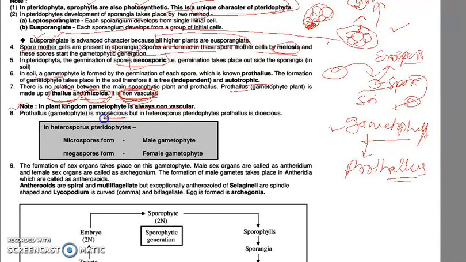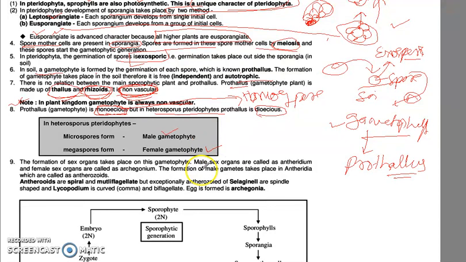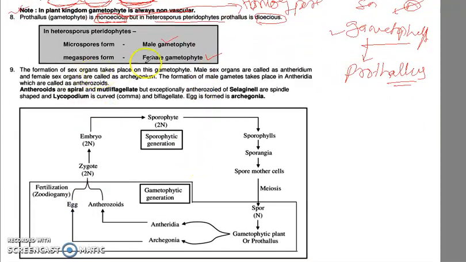Prothallus is always monoecious, meaning both male and female are present in the prothallus. Very important: but in heterosporous pteridophytes, the prothallus is dioecious. Monoecious is present if the prothallus germinates from a homospore, and dioecious if the spore germinates from a heterospore. Microspore produces the male gametophyte and megaspore produces the female gametophyte. Then the formation of sex organs takes place in the gametophyte.